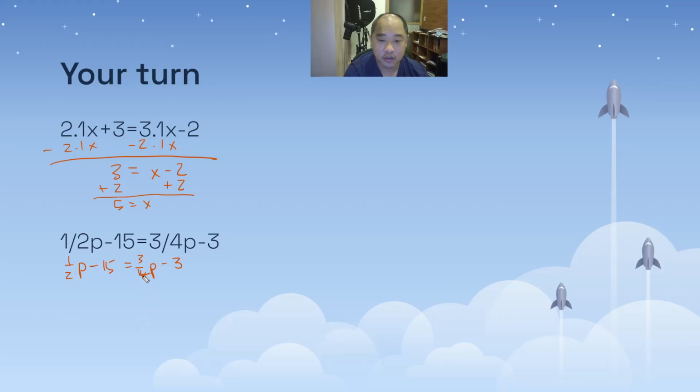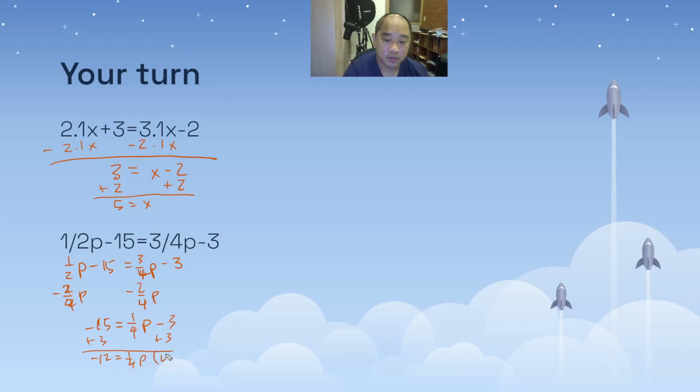That's a 4. Okay. Minus 1/2, which is the same thing as 2 over 4, right? Minus 2 over 4p. Negative 15 equals 1 over 4p minus 3 plus 3 to both sides. And we have negative 12 equals 1/4 p.